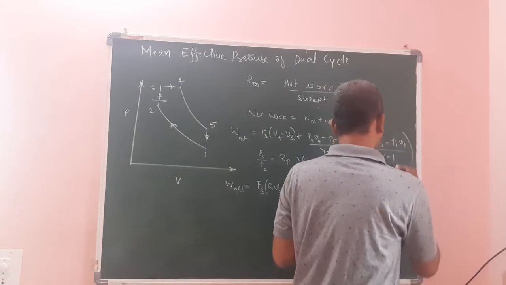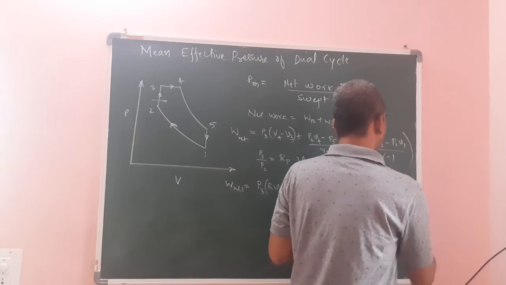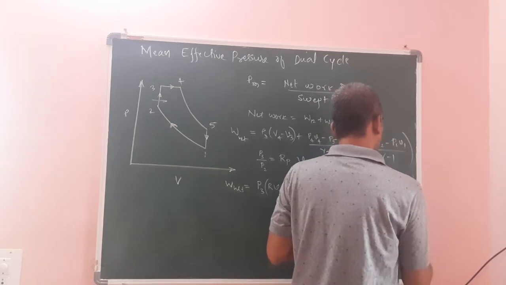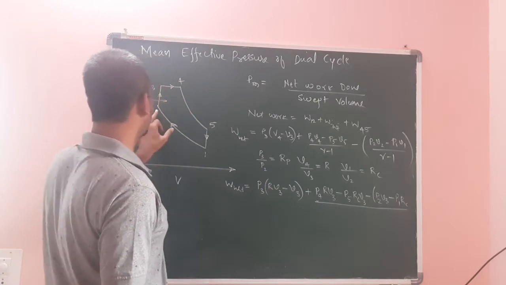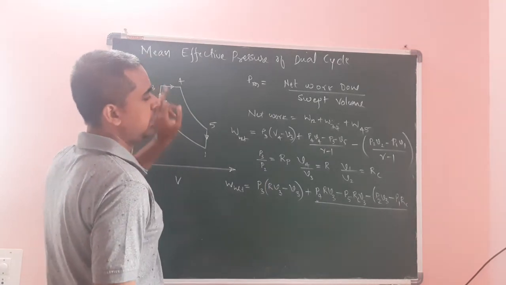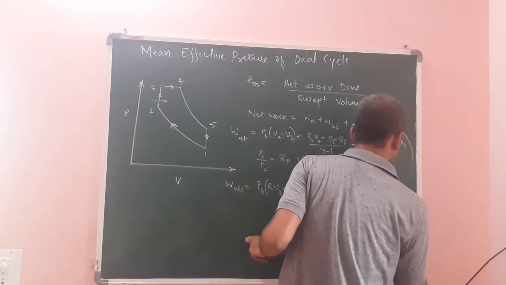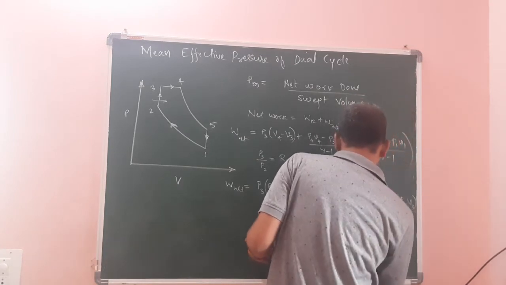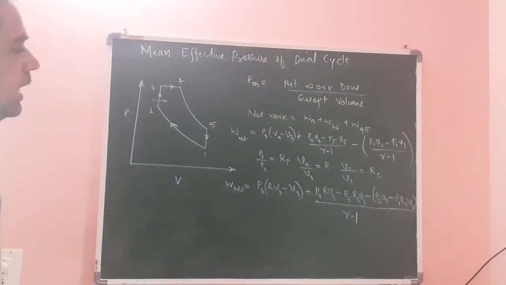Therefore, I will write P1 into RC into P2. We are writing in terms of P3. What is P2 equal to? P2 equal to P3. Therefore, I can write it as RC into P3, divided by gamma minus 1. Now we can take P3 common here.